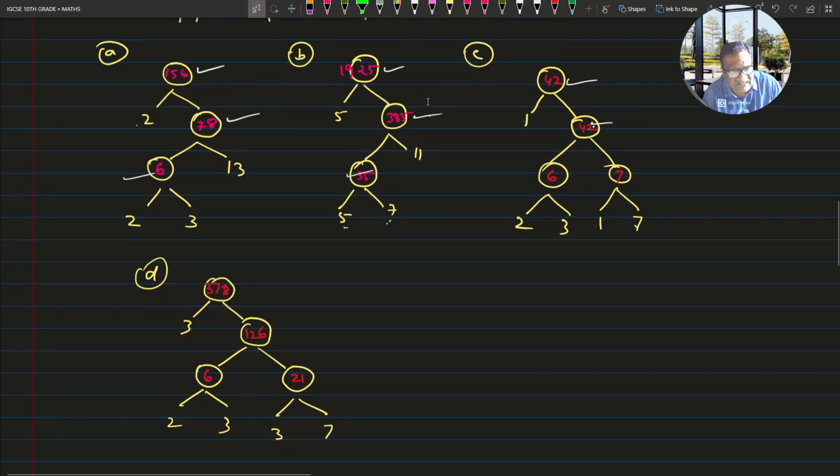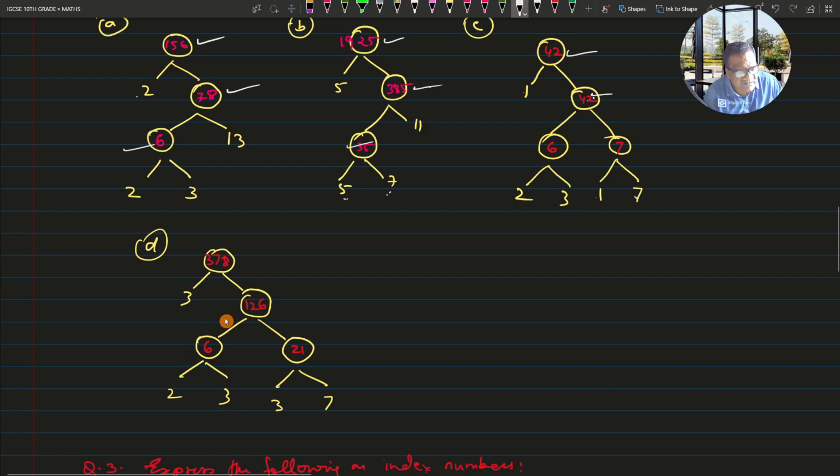That was C. Now the D question. Now these red ones are the vacant places that you have to fill. Okay. So how I got the answers, I'm telling you. So 2 into 3 I will do. I'll get 2 into 3 is 6. So I'll write a 6 over here. Then 3 into 7 is 21. So 21 I'll write here.